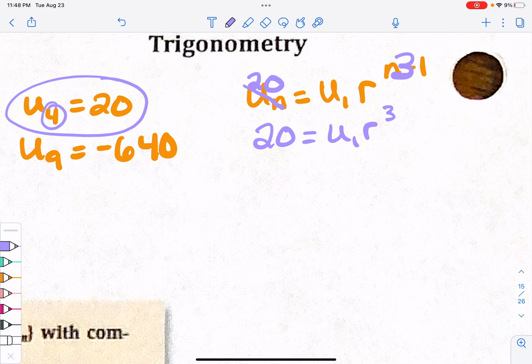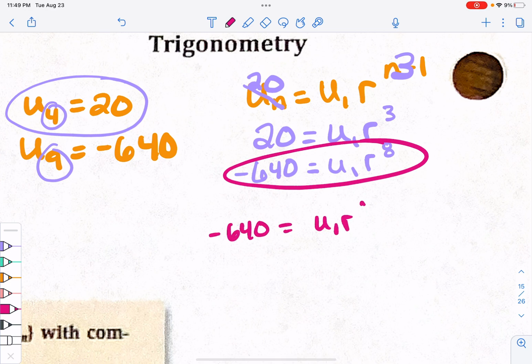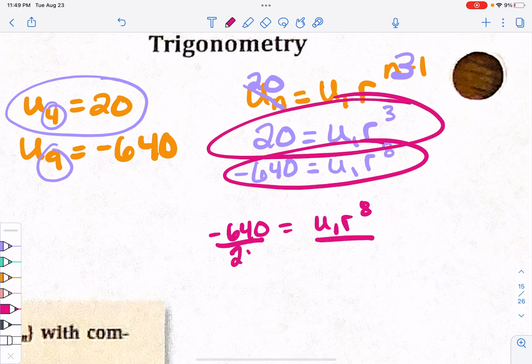We're going to do the same thing for the ninth term. So u sub n, or my ninth term, is negative 640. I'm going to substitute that in that spot, and then u sub 1 times r to the n minus 1, which for the ninth term will be 8. Here is the missing piece, and this is the confusing part: I'm going to take negative 640 equals u sub 1 r to the 8th power, and divide those by 20 and u sub 1 r to the 3rd power.